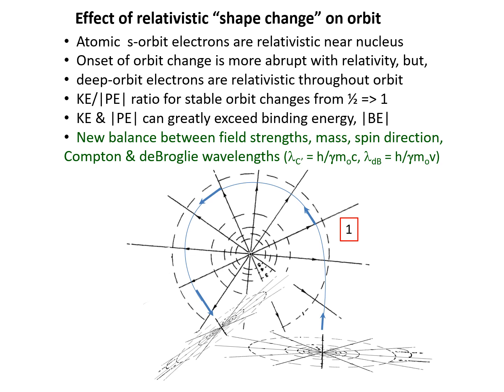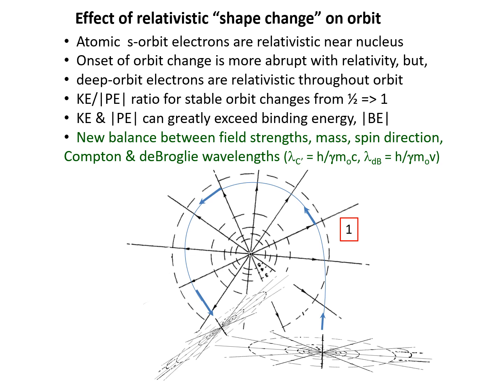Elliptical orbits are an idealism broken by relativity. Now, effective mass, momentum, field, and potentials are all velocity dependent. We can see the effect of relativistic shape change on orbit. Onset of orbit change is more abrupt with relativity as the electron passes by the nucleus. But deep orbit electrons are relativistic throughout the orbit. The kinetic energy to potential energy ratio of stable orbits changes from 1/2 to 1 for deeper orbits.